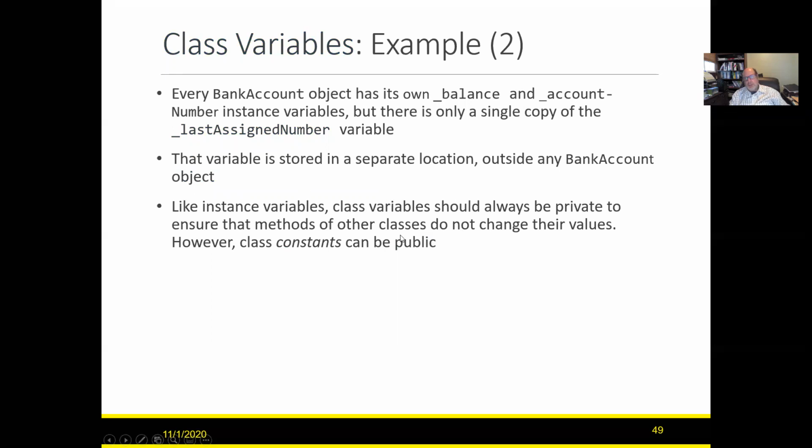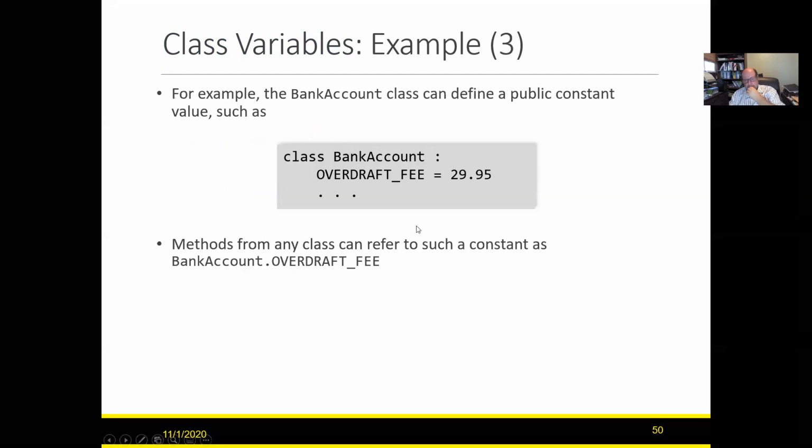So in this case, we are using the bank account number, the last number that was used. When we're creating a new account, we use the last number and add one to it. Or we can have constant variables, for example, an overdraft fee of $29.95 that everybody can use. Again, Python cannot enforce constant variables. So when you see it all uppercase, we are asking you, please do not modify this value.